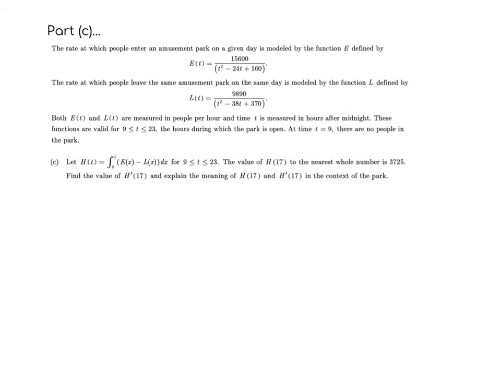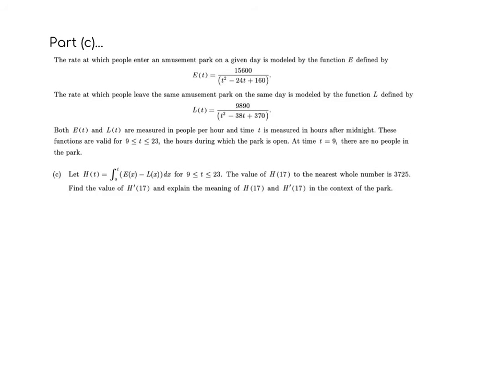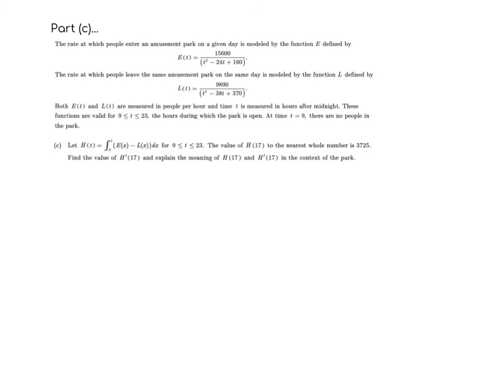What do we have here? Same stem, as always. H of t, 9 to t. The value of h of 17 to the nearest whole number is 3,725. Okay. Explain the meaning. So we talked about this already at the beginning. H of t is the number... I don't need to write that down. H of 6 or 17, whatever we're talking about. 17, there we go. I'll get there eventually.